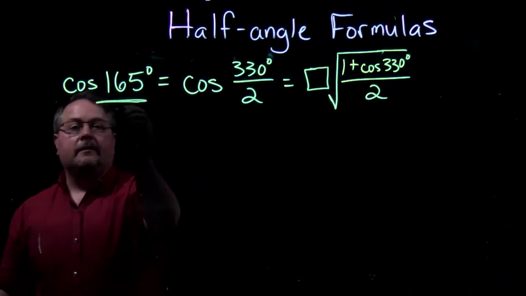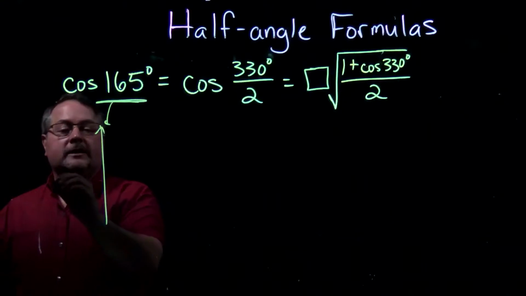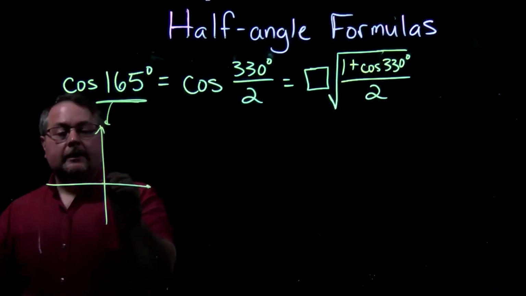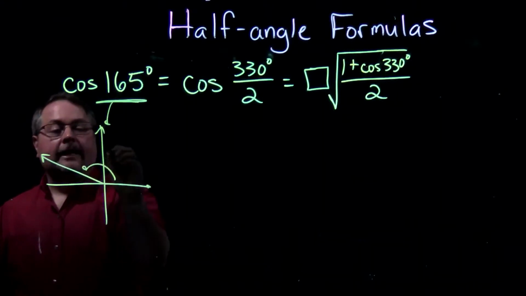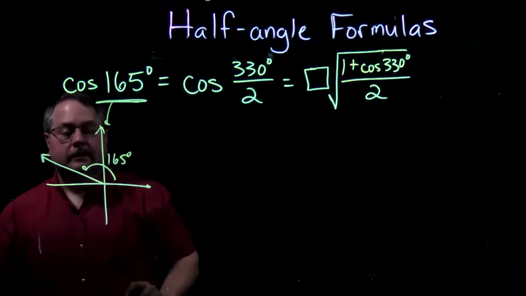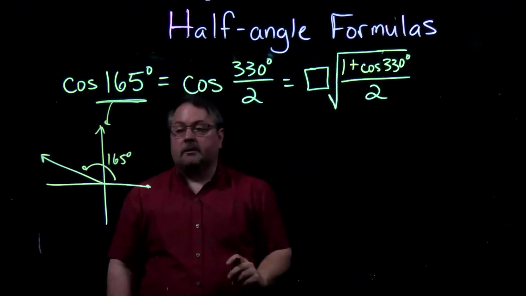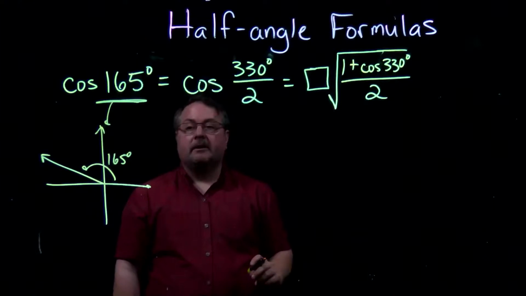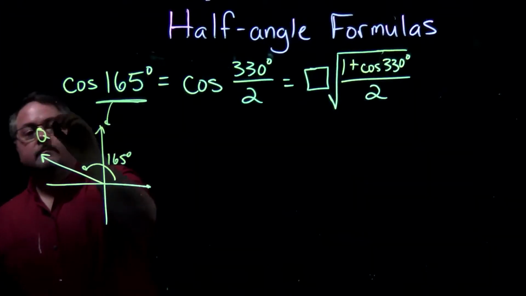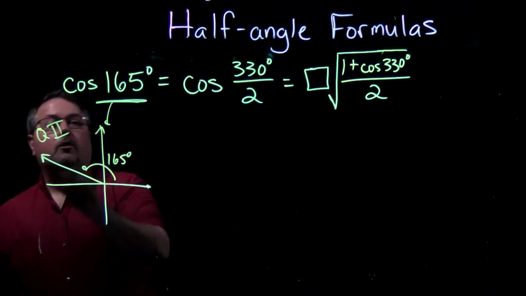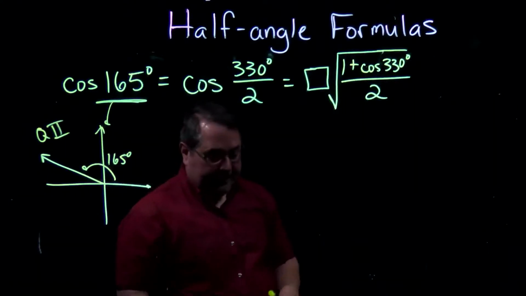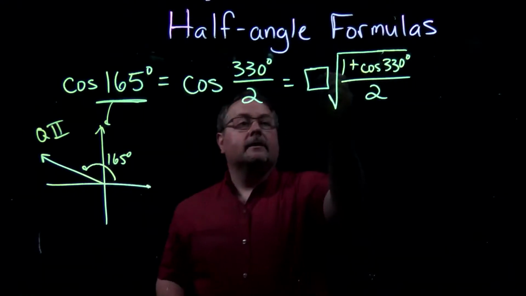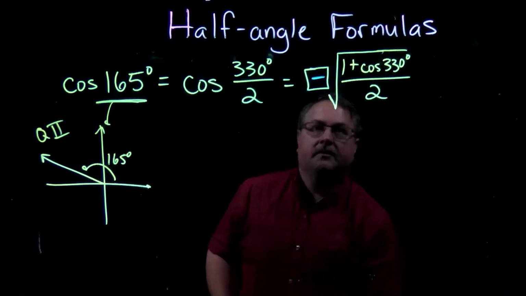That's 165 degrees. Okay, well 165 degrees is between 90 and 180 degrees. Okay, it's in quadrant 2 because it's 180 minus 15 degrees. Okay, and therefore the cosine of 165 degrees is negative. And therefore we use the negative square root.